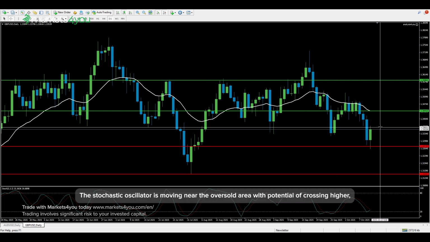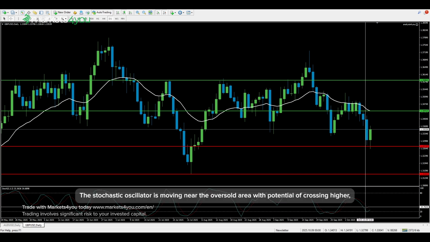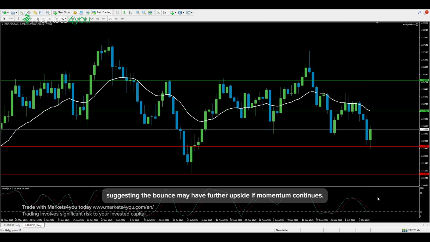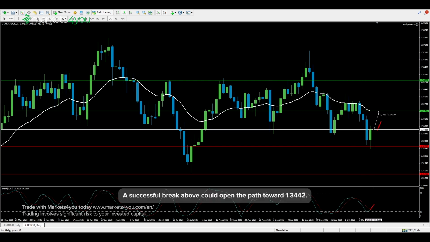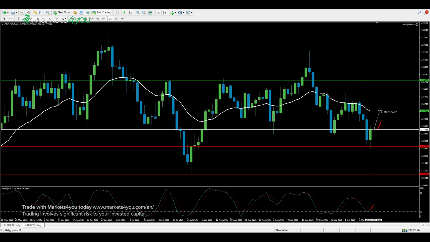The stochastic oscillator is moving near the oversold area with potential of crossing higher, suggesting the bounce may have further upside if momentum continues. Tuesday's UK employment figures and Thursday's GDP data will be closely watched. The 20-day moving average will act as a key resistance level during this recovery attempt. A successful break above could open the path toward 1.3442.